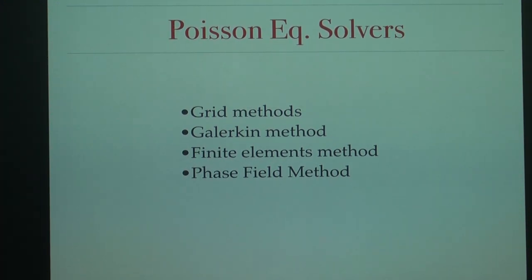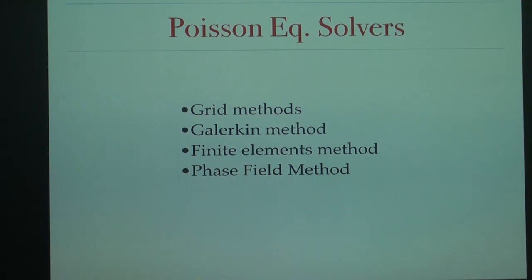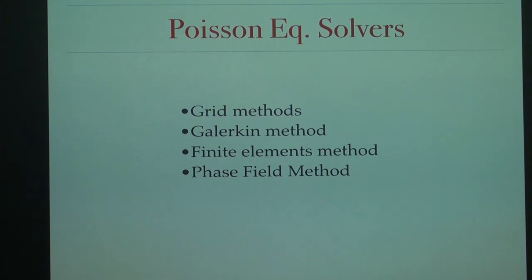And that grid method is pretty inefficient if the shapes and boundary conditions are pretty complicated. The other method is called the Galerkin method. And that is a method which has been invented to solve the Poisson equations when there were no computers.